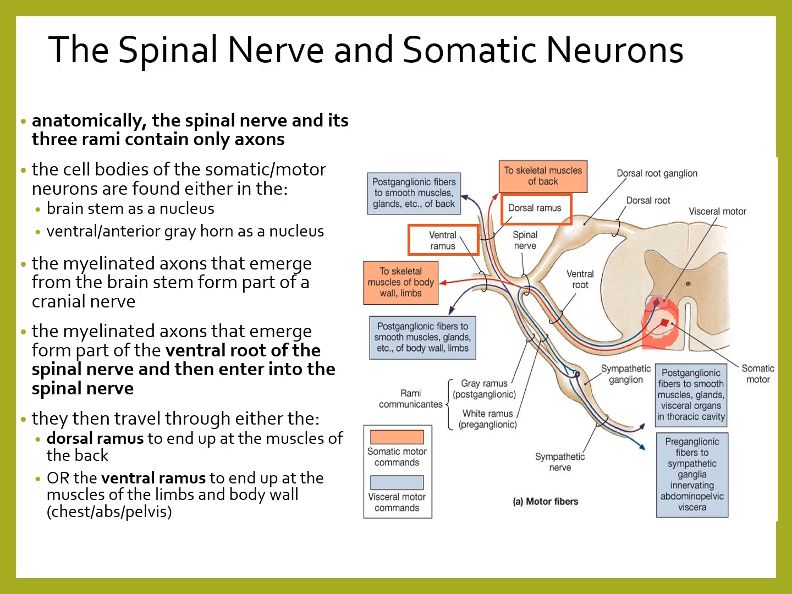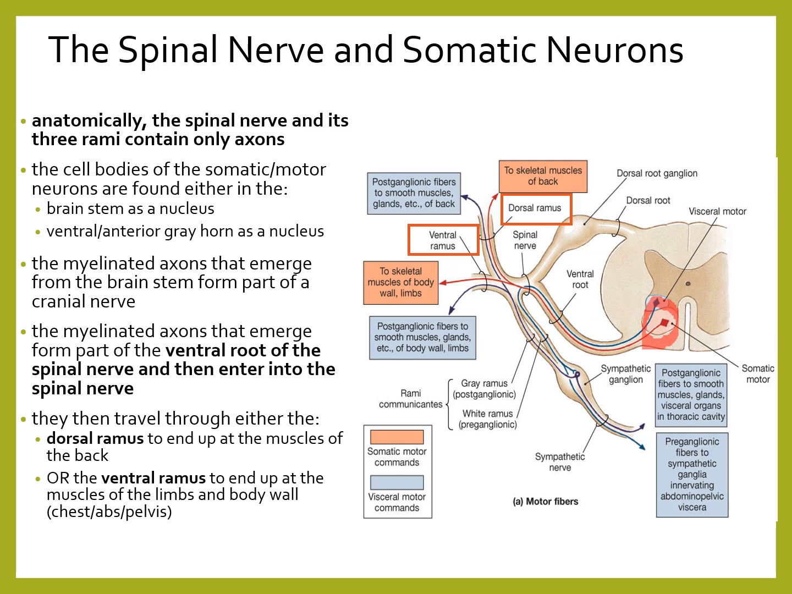The myelinated axons that come out of the ventral gray horn are going to form, in part, the ventral root of the spinal nerve, and then they're going to enter into the spinal nerve. Once they are in the spinal nerve, those axons have a choice. They have two choices, actually. If they're going to go to the musculature of the back, they take the small, thin dorsal ramus and they travel to the muscles of the back.